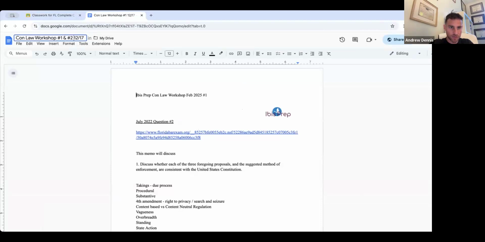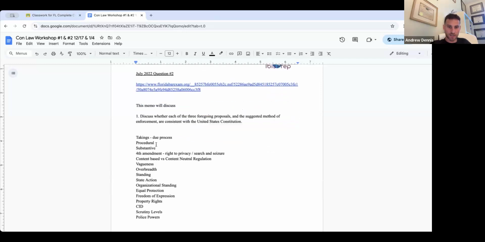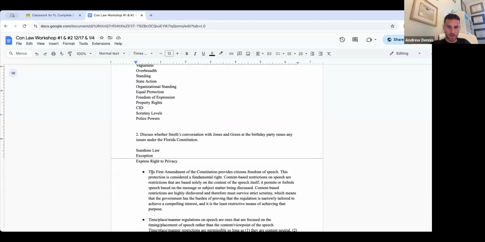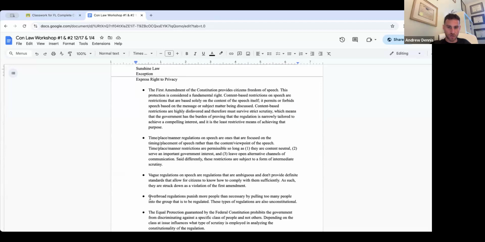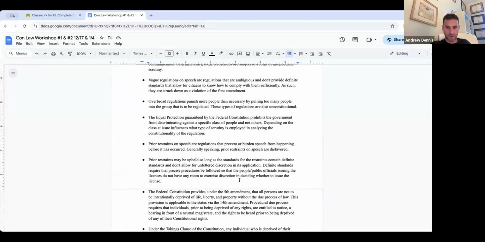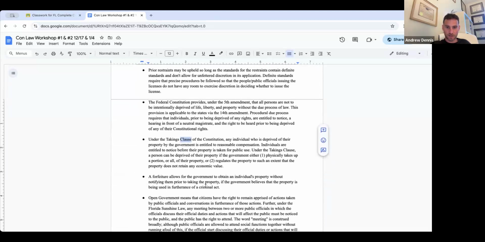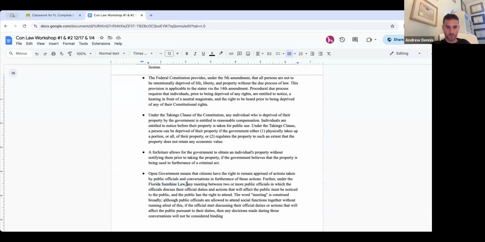So con law essay number 1 and 2, 1217, and 1, 4. Cool. So you remember the first essay, we were like, oh, it's going to discuss these things. And it talked about the First Amendment. It talked about time, place, and manner, vagueness, overbreadth, equal protection, prior restraints, right? On speech or regulations that prevent or burden speech from happening before it has occurred, they're generally disfavored. Some due process, takings clause, and then Florida Sunshine Law, that was a pretty good one.